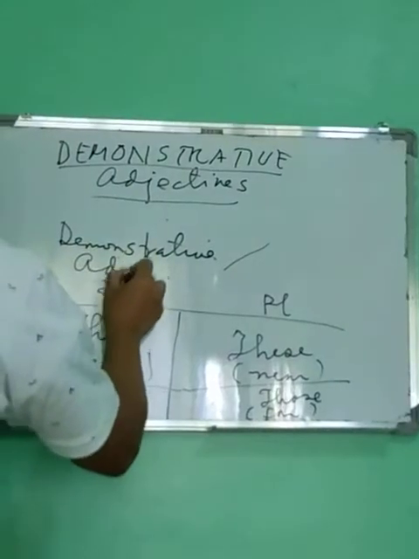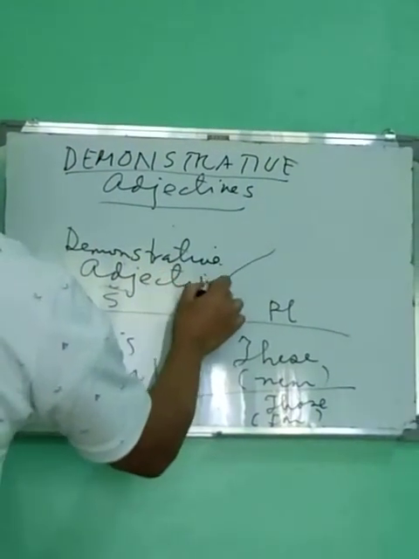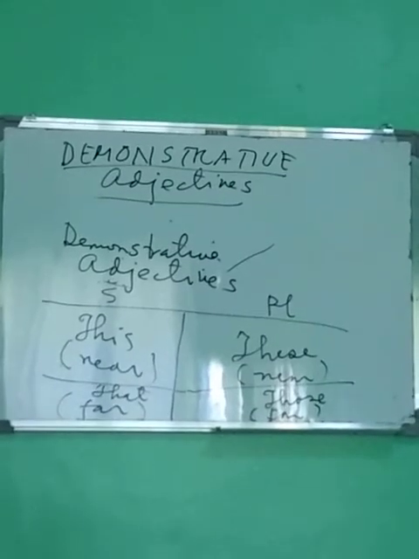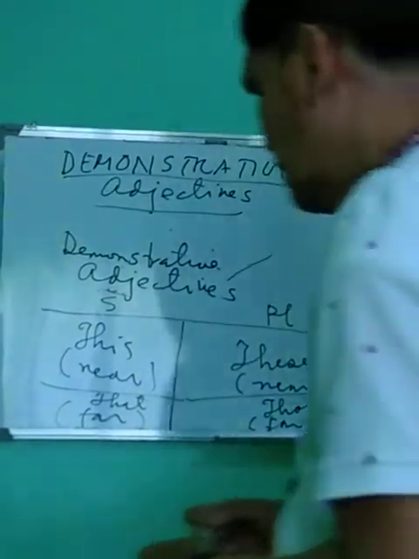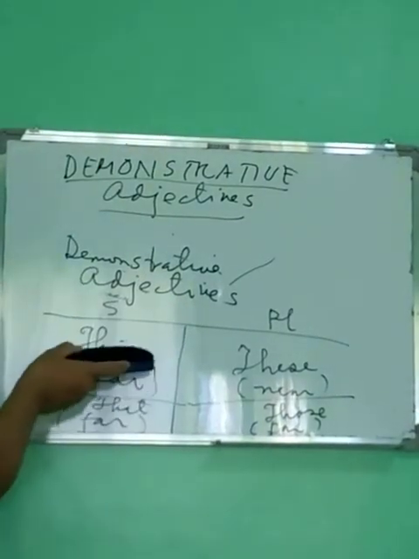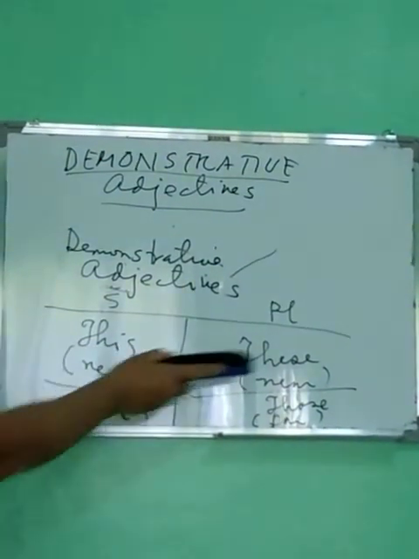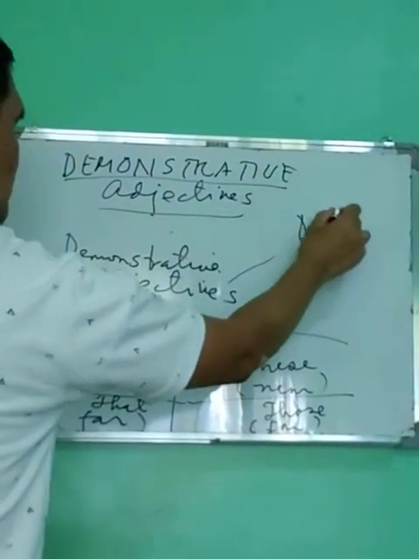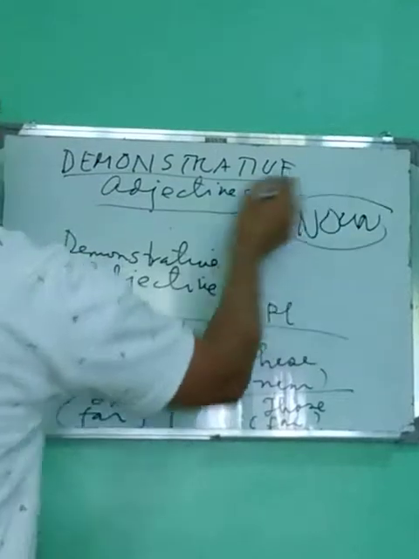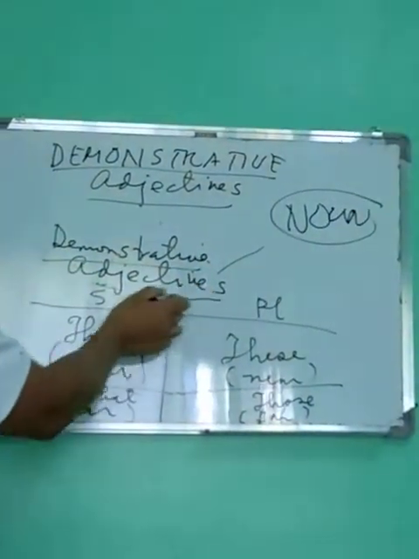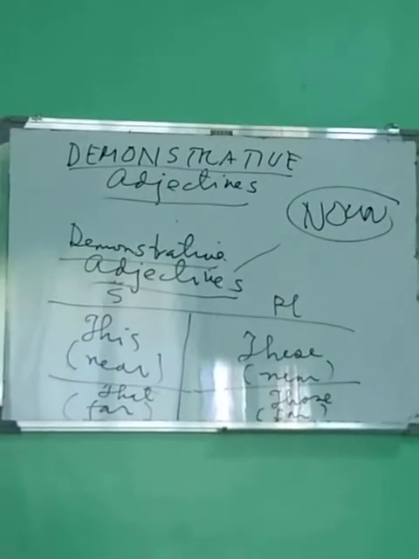And when is that? When do we say that demonstrative pronouns can also function as demonstrative adjectives? Well, very clear, when these demonstrative pronouns are followed by a noun. They are no longer used as demonstrative pronouns, but they are used as demonstrative adjectives. Clear?